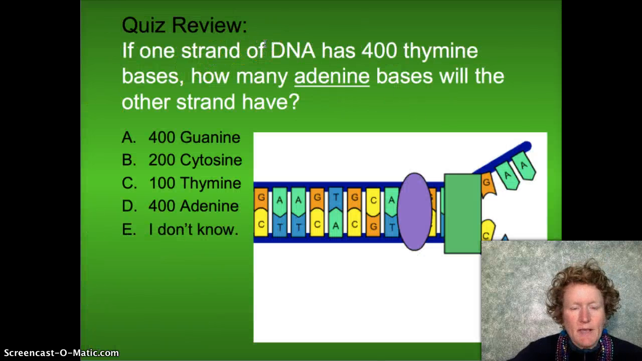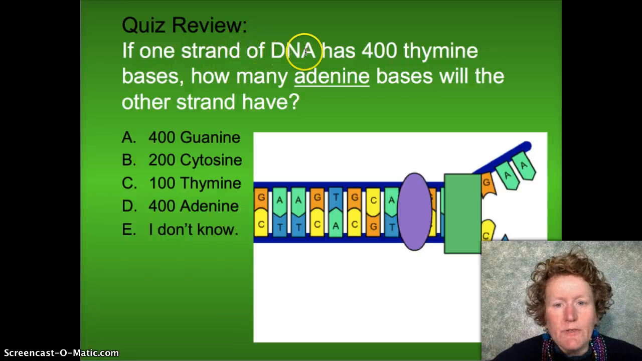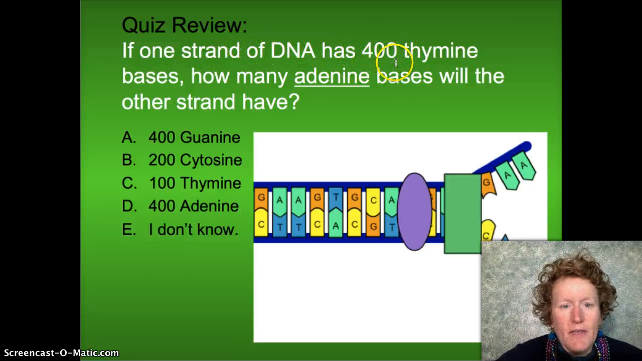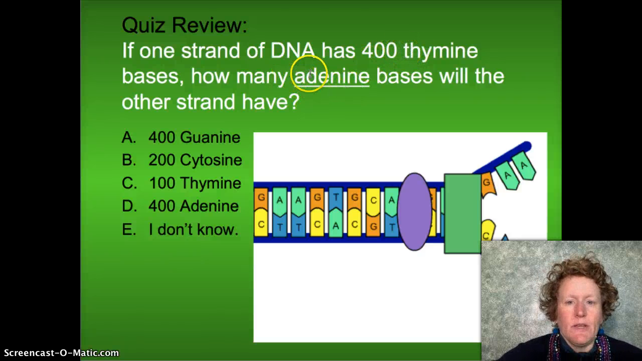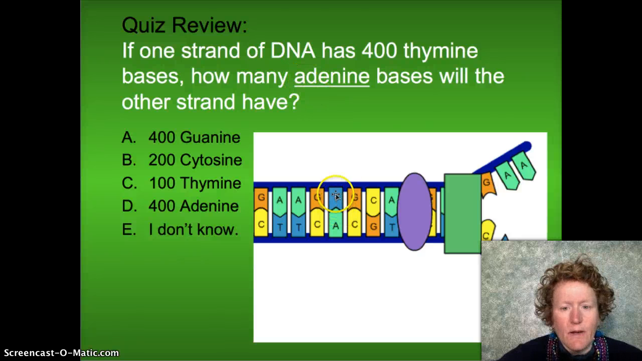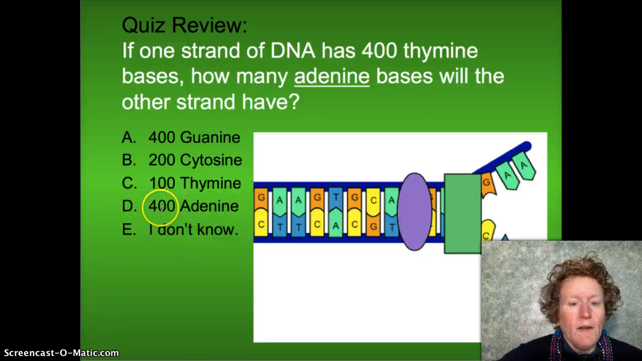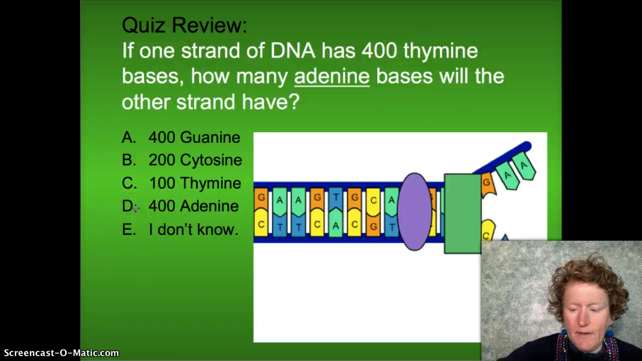Now this asks you about Chargaff's rules. If one strand of DNA has 400 thymine bases, how many adenine bases will the other strand have? Well, the abbreviation for thymine is T, and the abbreviation for adenine is A. Let's look over here. If there's a T, there's an A. If there's an A, there's a T. It's 1 to 1. So if there are 400 of these, there are going to be 400 adenines. 400 thymines, 400 T's mean 400 A's, or 400 adenines.